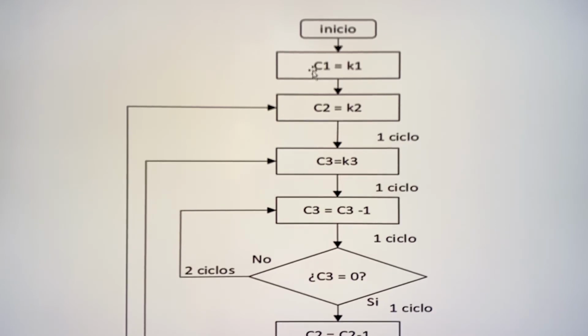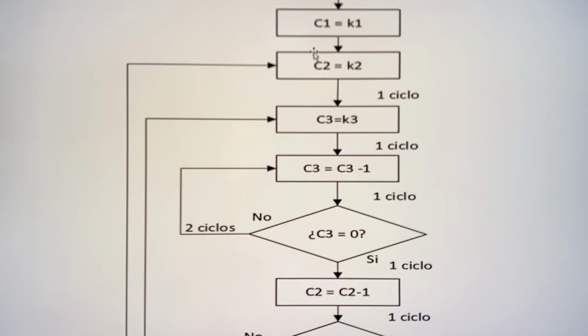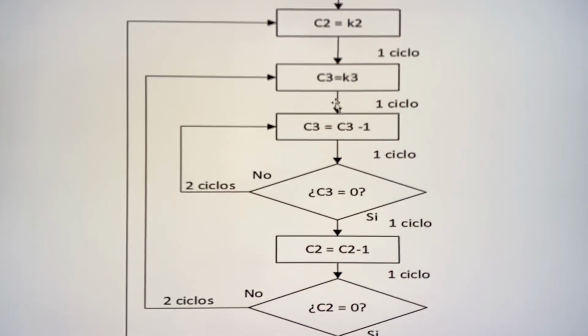So first you load the constant K1 into C1, which is a register, constant K2 into another register, K3 into another register. So every one of those requires 1 clock cycle. And then once you load K3, you have to start decrementing C3. So C3 minus 1 is loaded in the same location. And then you test it. Is C3 equal to 0?